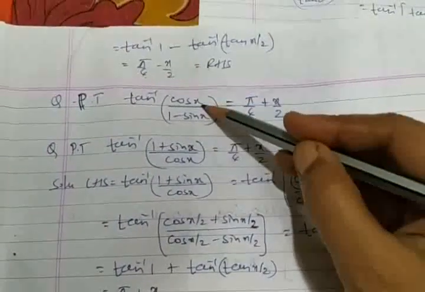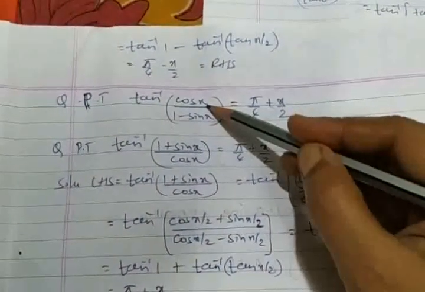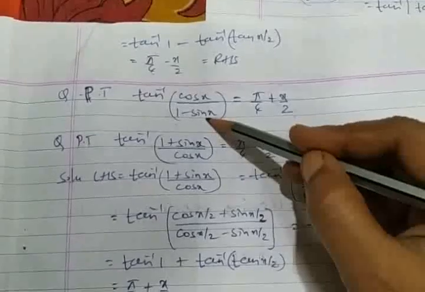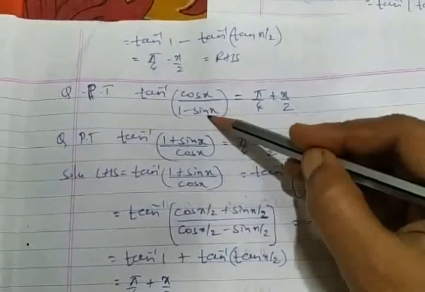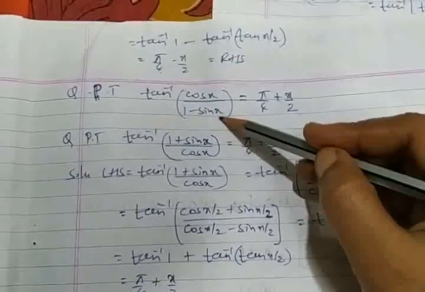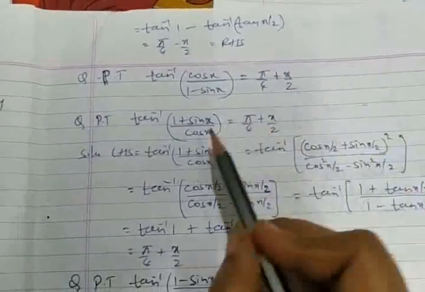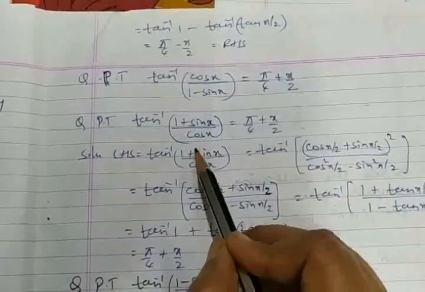So what is cos x now? A square minus b square. What is 1 minus sin x? It is a minus b whole square. See what best you can do, go for simplification. Similarly, we find the reverse of this is also possible.